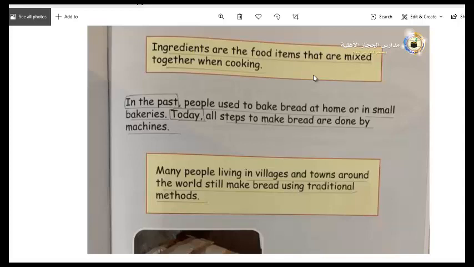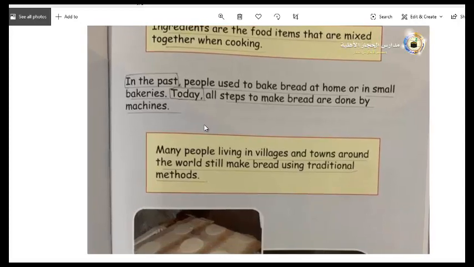All of these are ingredients. Okay? Now, in the past, people used to bake bread at home or in small bakeries. Today, all the steps to make bread are done by machines. You don't have to do it at home, so we have factories, and all the steps are made by machines.